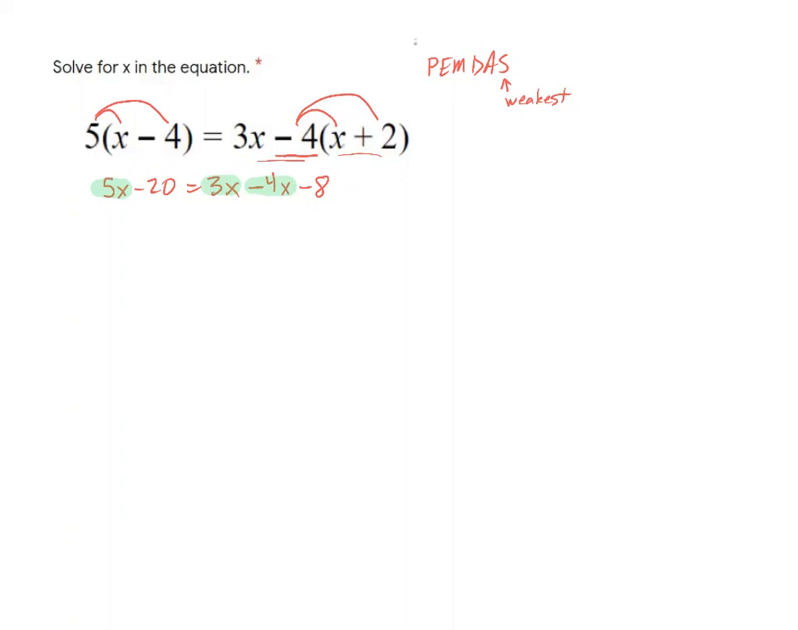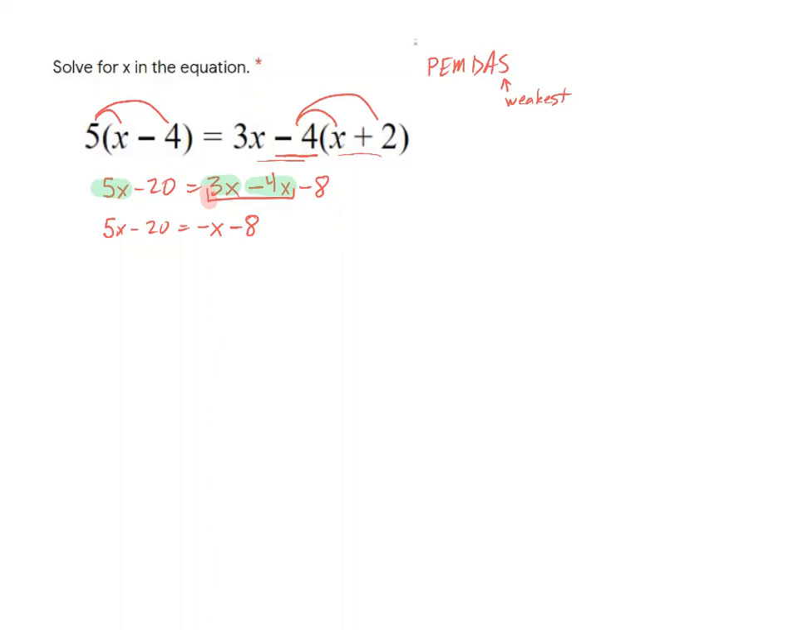Now, the first thing I'm actually going to do is I'm going to go ahead and put these two guys together because they're on the same side. So I'm going to do some combining like terms so that there's less going on there. So that's 5x minus 20 is equal to 3x minus 4x, so negative x minus 8.